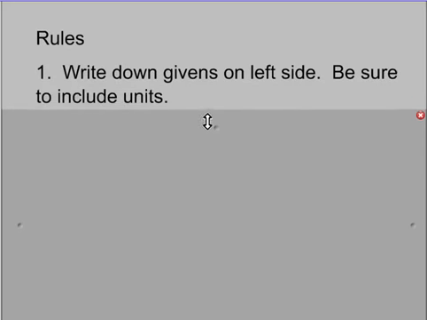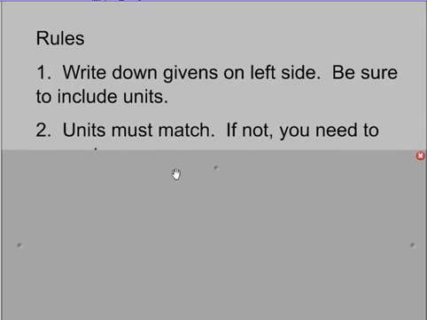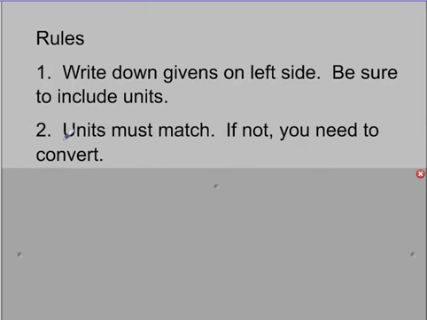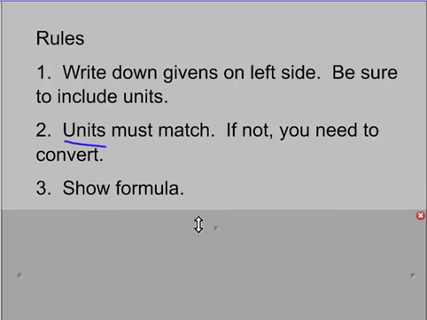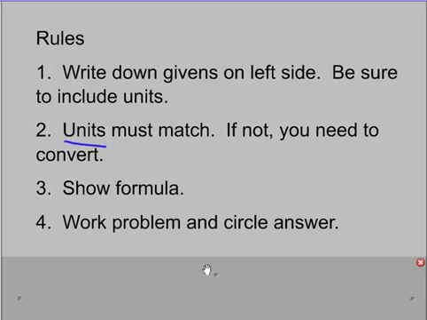So here are some rules. First, we're going to write down our givens on the left side. Be sure to include your units. That's very important. Next, units must match. Whatever units we have, they must match. If not, you need to convert. Number 3, show the formula that you're using. By the way, the givens will tell you what formula to use based on what's given and what you're trying to find. And then the last step is to work the problem and circle your answer.